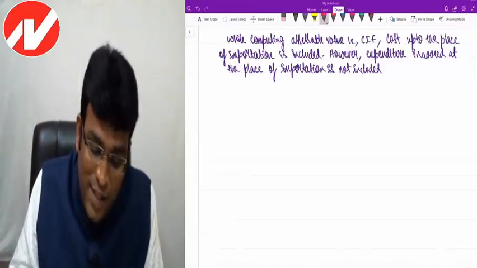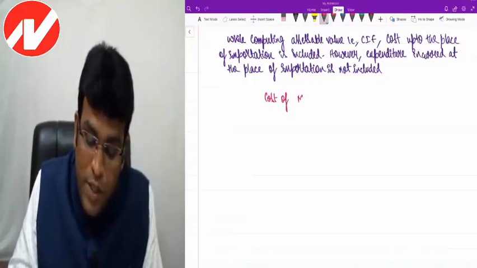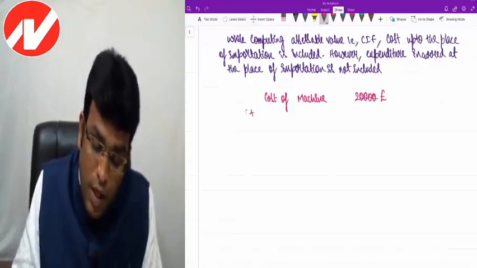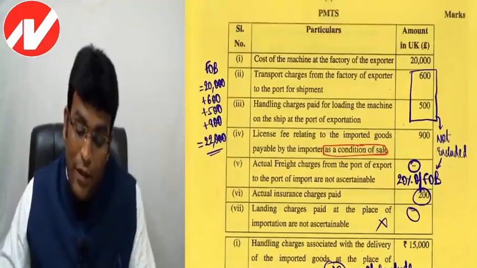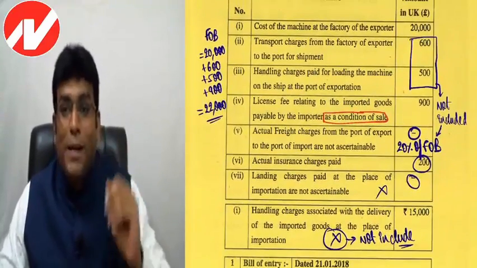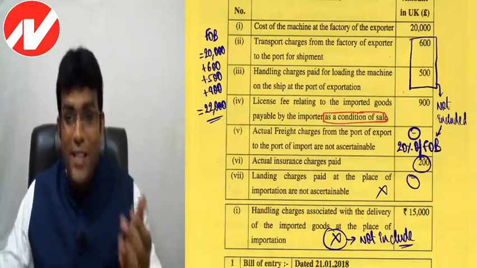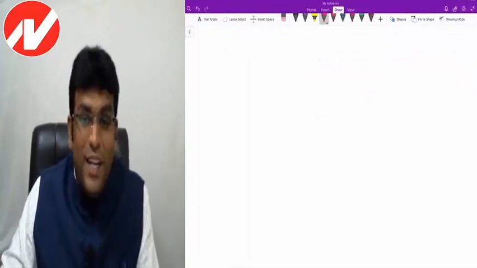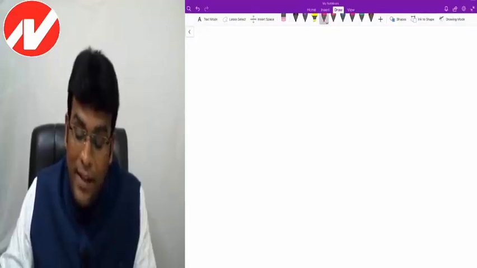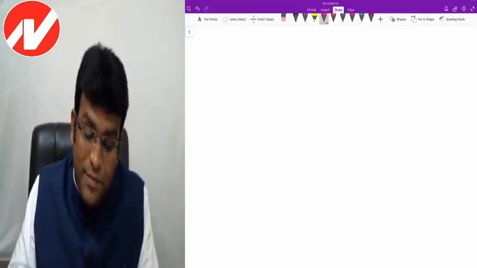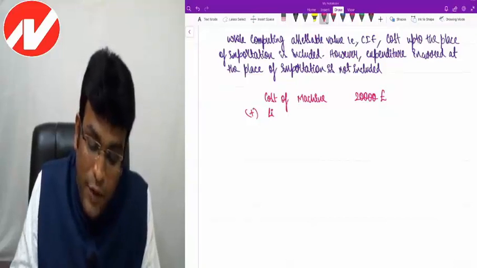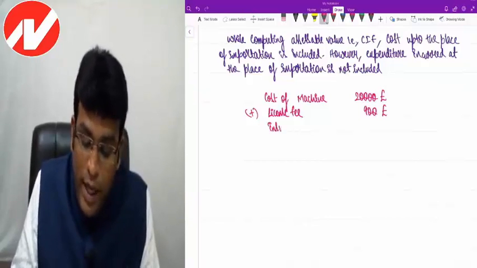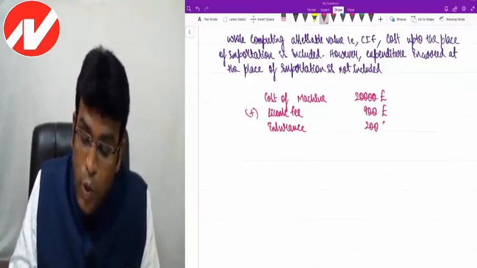So friends, when I start solving the problem, what is the cost of machine? Cost of machine is 20,000 pounds. To this, I will not add transport charges because they are covered in the 20% story. Handling charges also I will not add because they are also covered in the 20%. But license fee separately I have to add. License fee 900 pounds. Then insurance 200 pounds.